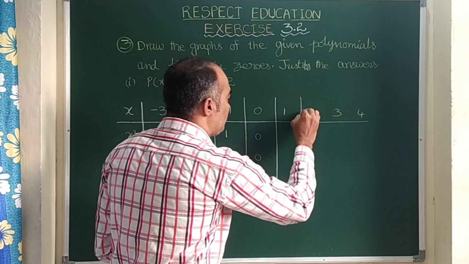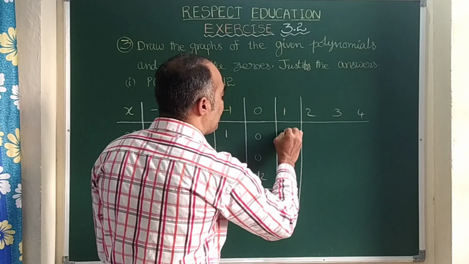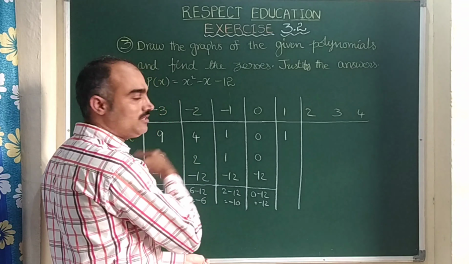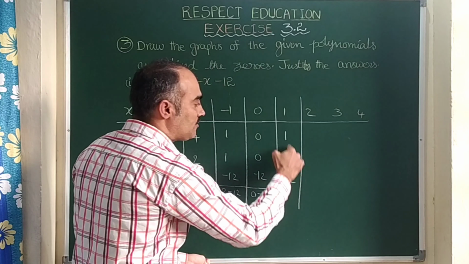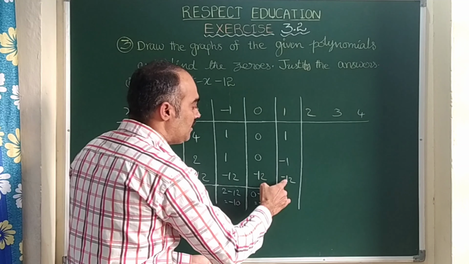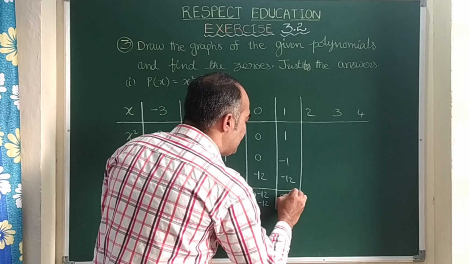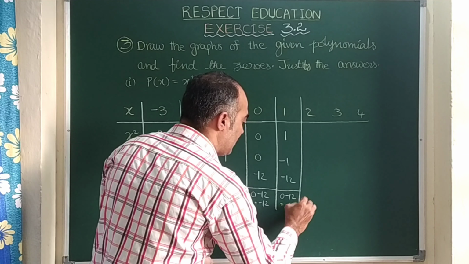Now here let us go to 1. Here 1 square is 1. Minus x means minus 1, minus 12. Here 1 minus 1 is 0. Right? This is minus 12. So it is 0 minus 12, which is minus 12.